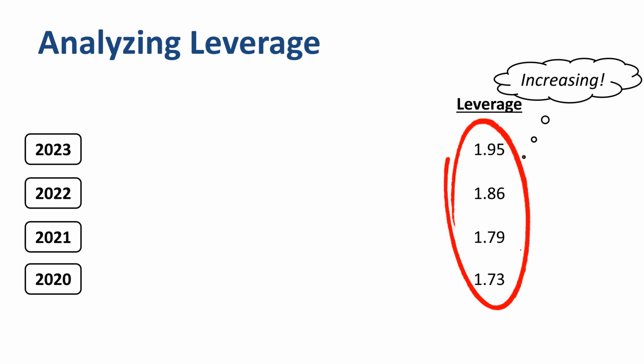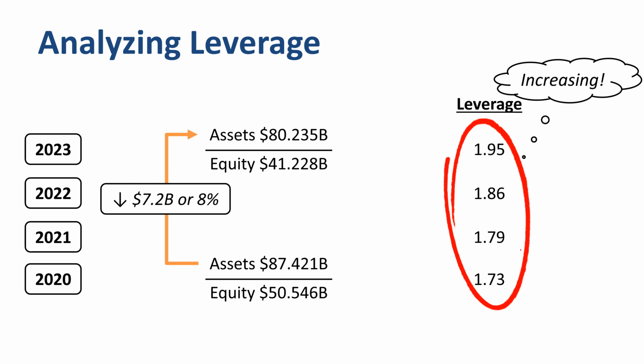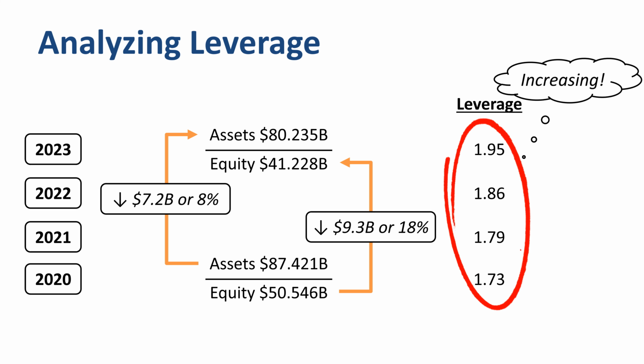It makes sense to look at the numbers of average assets and average equity for 2020 and 2023. Over the years, average assets have gone down $7.2 billion, or 8% versus 2020. Average equity has gone down $9.3 billion, or 18%. So that's the input we're going to review in more detail.